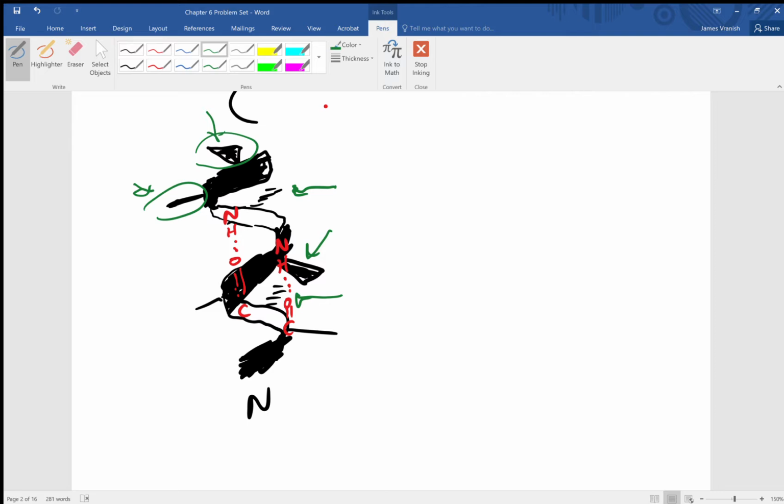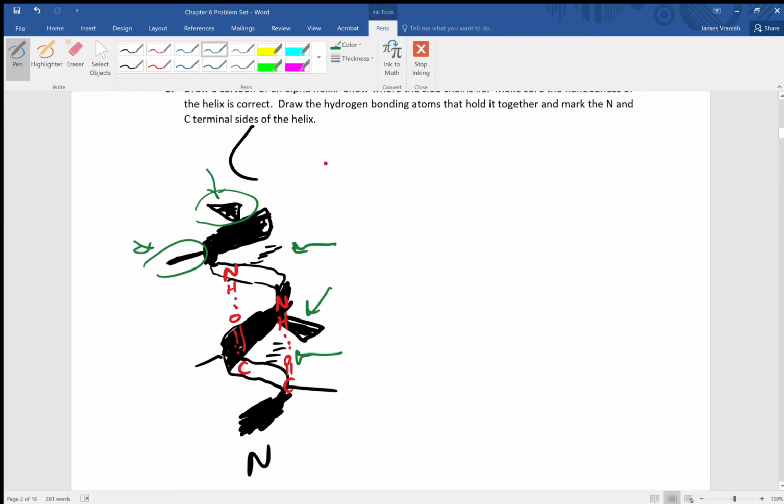Other things that the question asks you to mark are the N and C termini. So I'm going with the same picture that's shown in the slides in our class, where the C terminal side was on top and the N terminus was on the bottom. Which side you label as which doesn't end up mattering all that much. The reason it doesn't matter is I haven't shown any of the amino acids here.